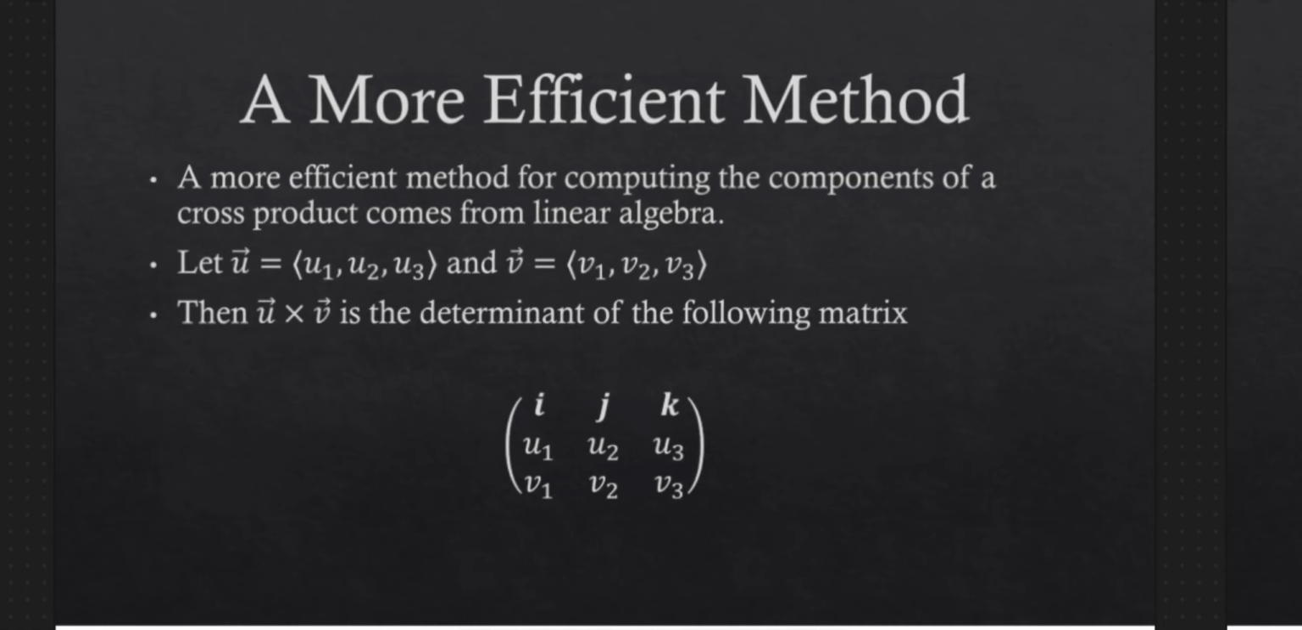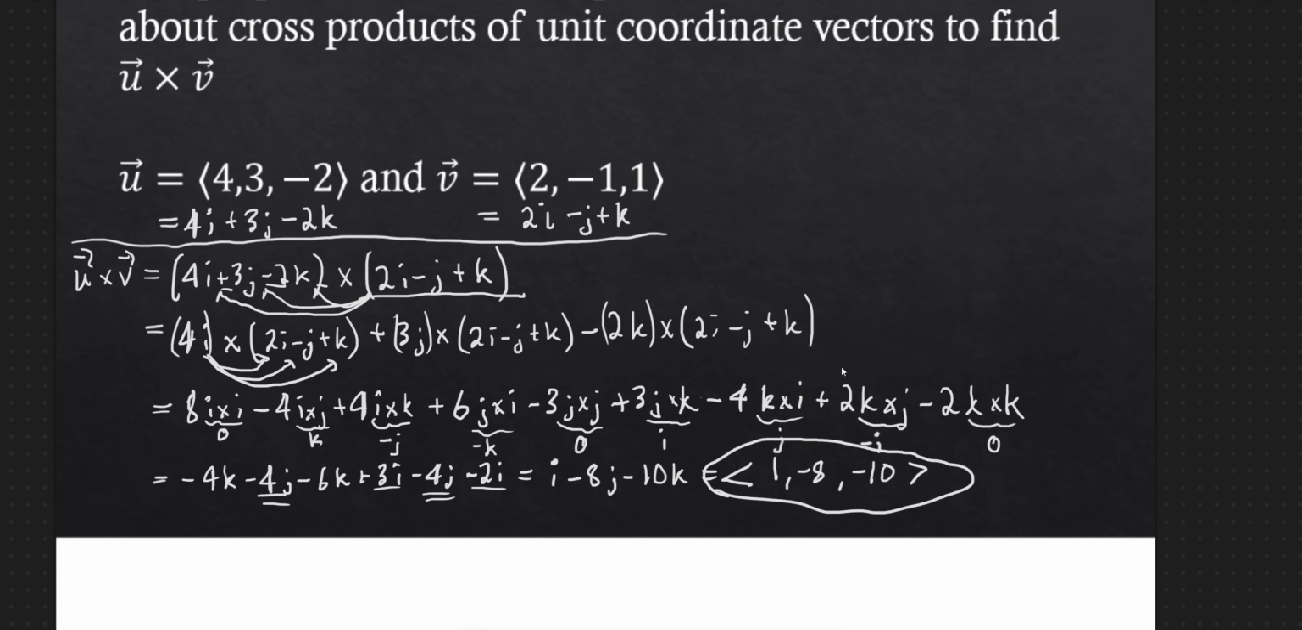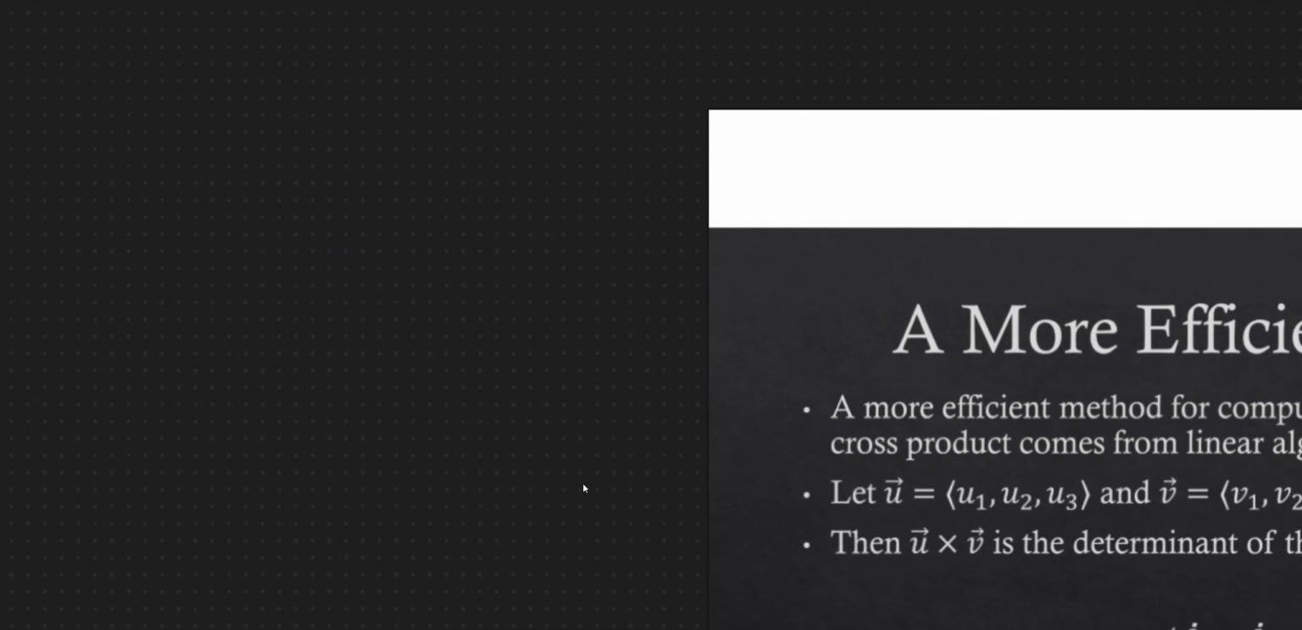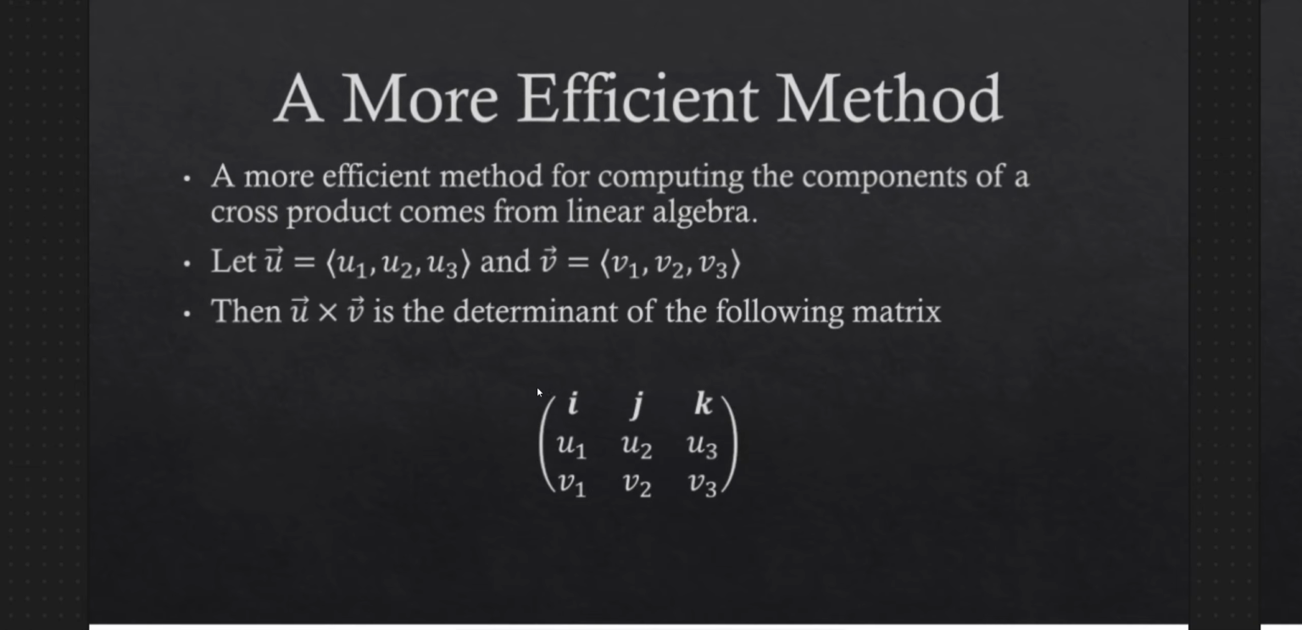Hello and welcome back. This video is very exciting, hopefully, because I'm going to show you a much more efficient method to compute the cross product of two vectors than splitting them up into i, j, and k like I did in the last video and working it out using the algebraic properties of the cross product. Instead, as I mentioned at the end of the last video, all of that algebra and all those cross products of unit coordinate vectors can be encoded into a certain determinant of a 3x3.